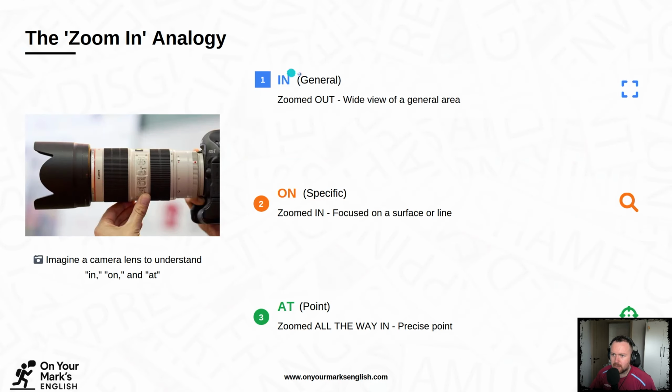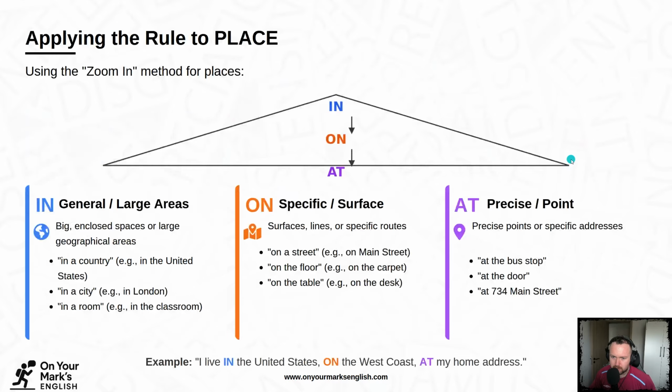Let's have a look here. In is the most general, zoomed out, okay? On, more specific, halfway zoomed in, and at, a specific point, all the way zoomed in. Imagine the camera lens to understand in, on, and at. Imagine you're using the camera: zoomed out, in; halfway, on; zoomed all the way in, at. A great analogy to help you remember this.